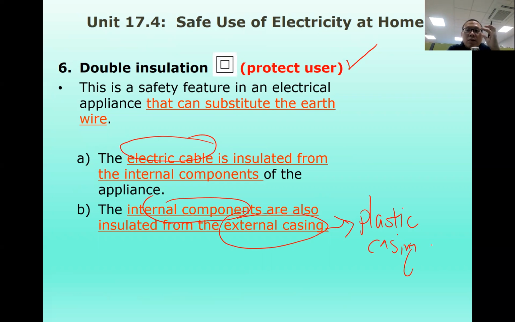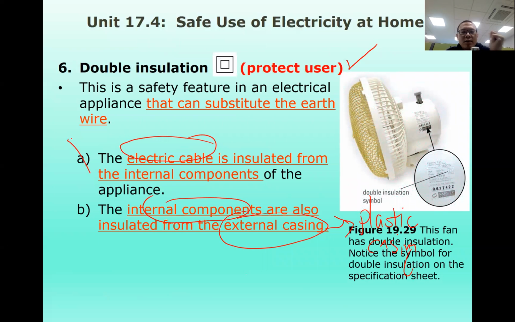Let's say what happens if I want a metal casing, but I still want double insulation. I will still repeat the first layer of insulation. For the second layer, because I have a metal casing outside, at the interior of the metal casing I will have a rubber layer, such that the rubber layer prevents the metal casing from having direct contact with the internal components. That's how I achieve my second layer of insulation to get double insulation.